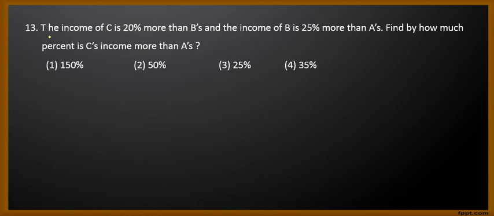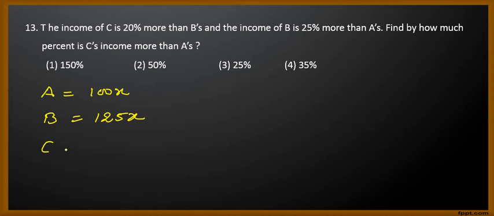Coming to question 13: the income of C is 20% more than B's, and the income of B is 25% more than A's. Here the income of C is given with respect to B, and the income of B with respect to A. Find by how much percent C's income is more than A's income. So first of all, B is given with respect to A and C is given with respect to B. Assume A's income to be 100x. Then the income of B will become, because 25% is more, 125x.